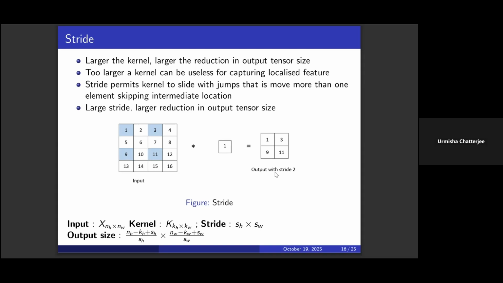So stride is very beneficial for very high resolution images. The rule of thumb is if we have an nh by nw input image, the kernel is kh by kw, and we use a stride of sh by sw. Here the stride is 2 by 2. sh is 2, sw is also 2. I am skipping two elements horizontally and vertically as well. So the output size will be (nh minus kh plus sh) by sh for height and similarly for width.